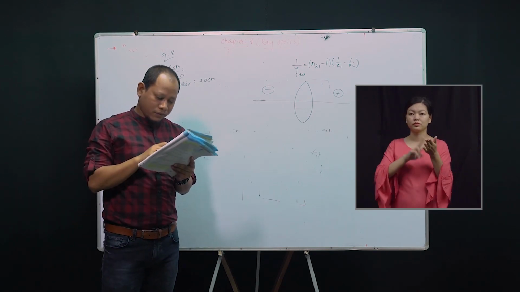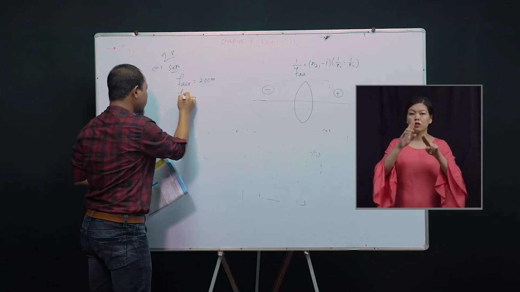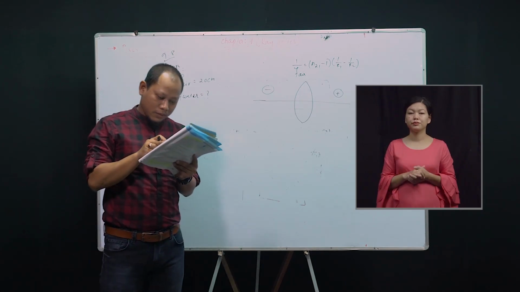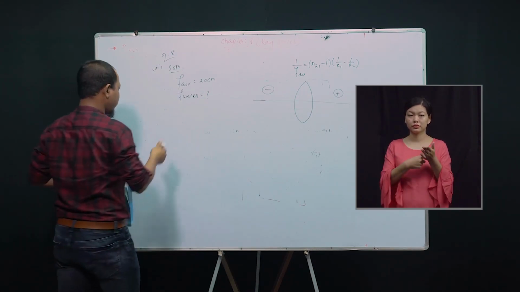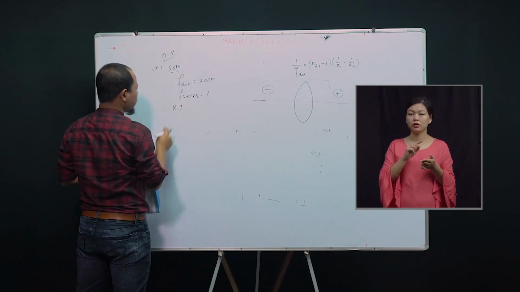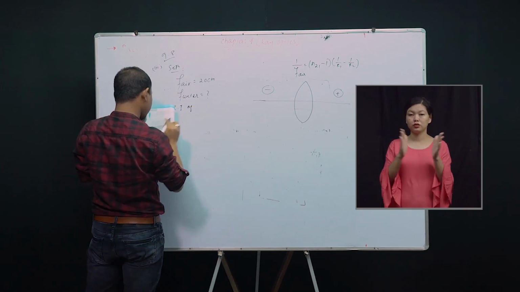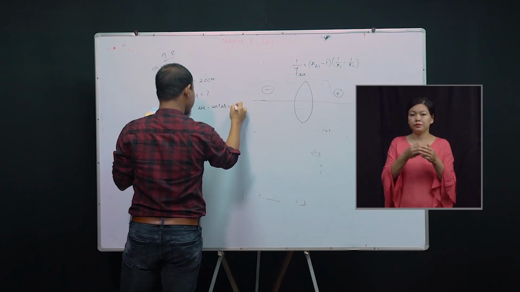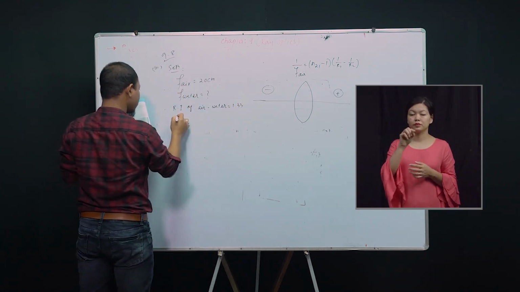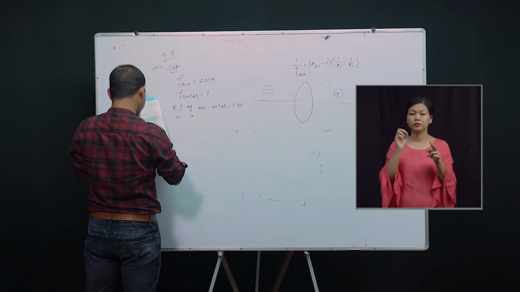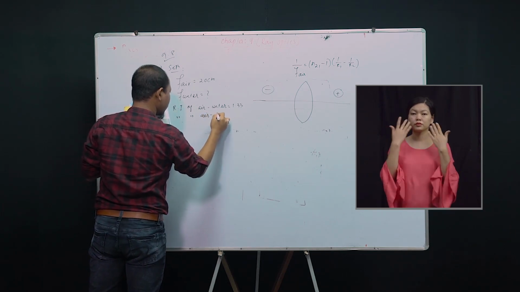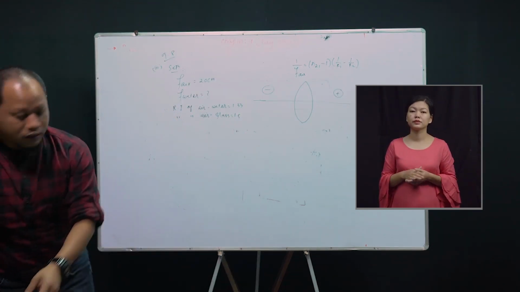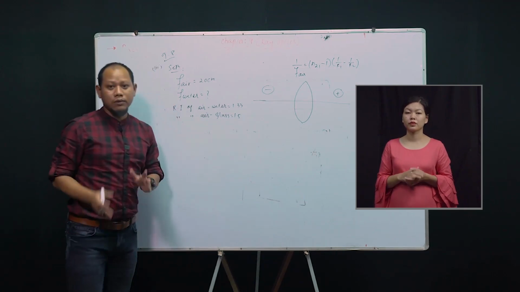Next, what is the focal length in water? They are asking what is the focal length in water. They have given the refractive index of air and water. I'll write in short, RI means refractive index of air and water equal to 1.33. Next, refractive index of air and glass equal to 1.5.